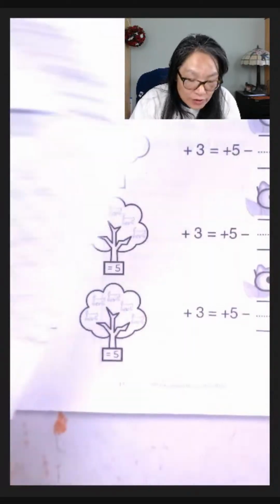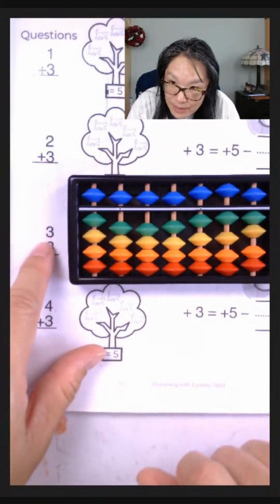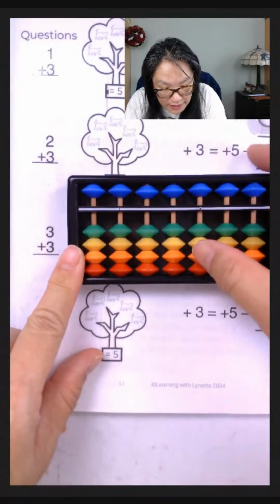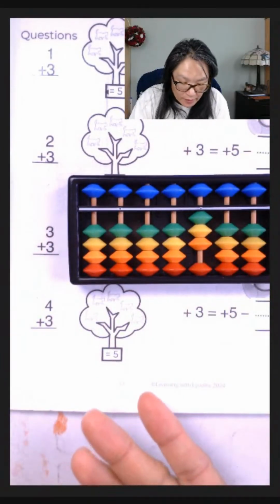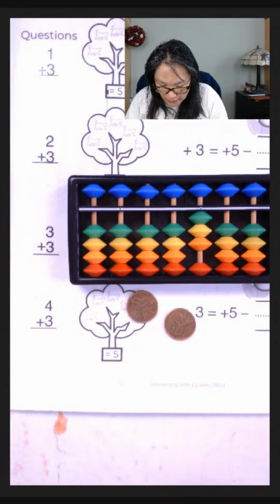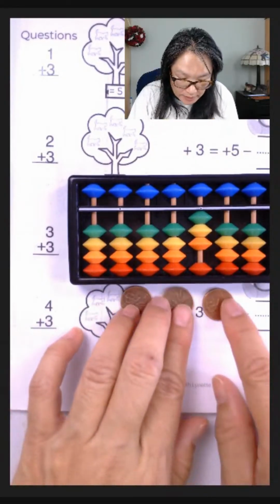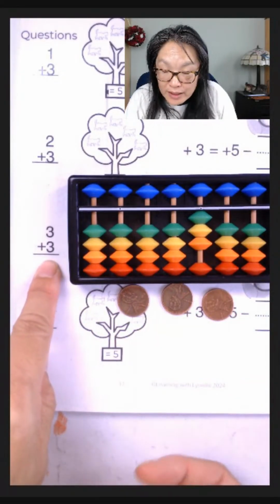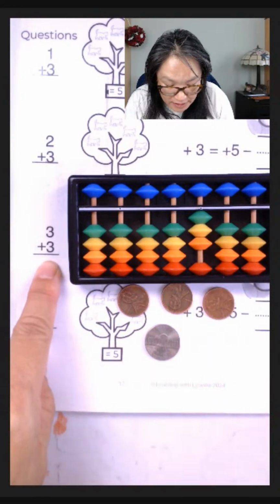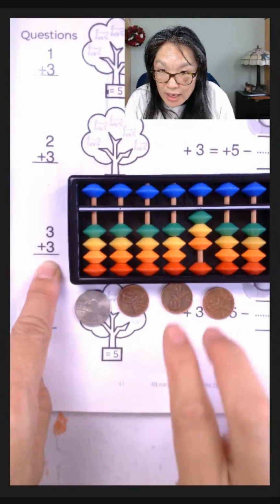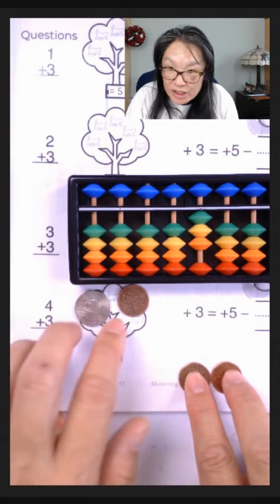We can do it again with a 3. Again, we're not memorizing our doubles. When we do the 3, I have 3 on my abacus. I don't have enough for 5, but for 3, guess what? I have a nickel. Because I have a nickel, I can take away 2. I can get change back.